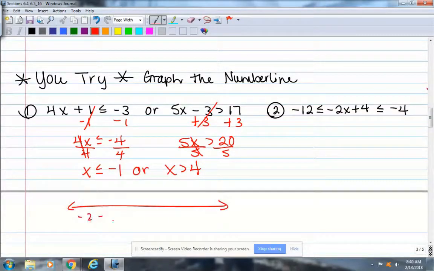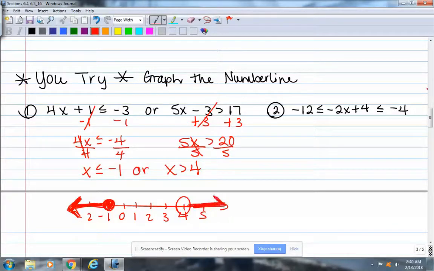negative 1, 2, 4, 5. Which way do we shade ors? Opposite direction. So negative 1 gets a closed circle. I shade left. And 4 has an open circle and it shades right.